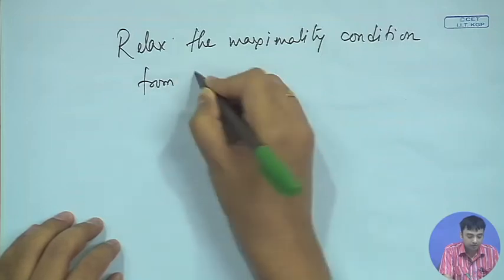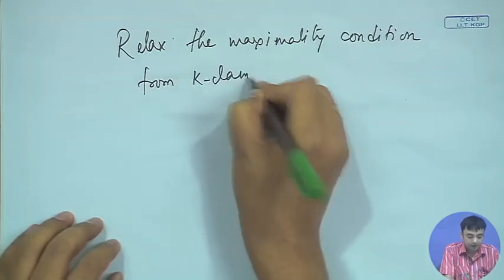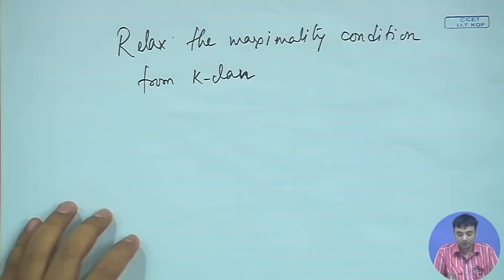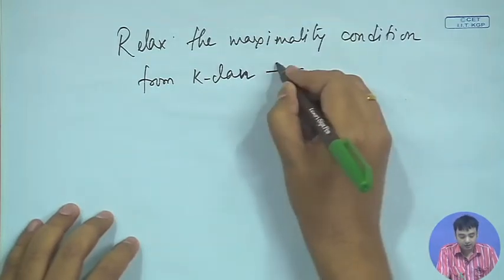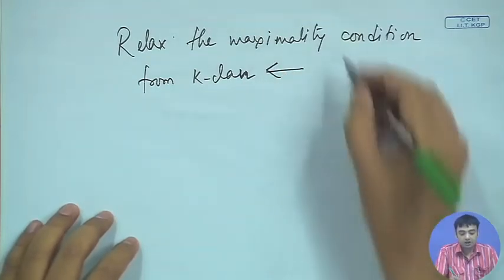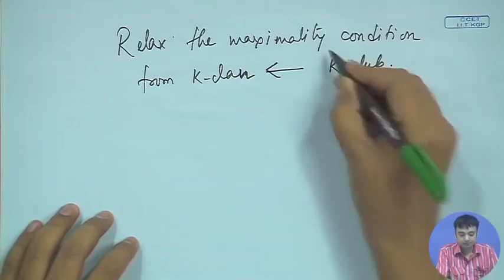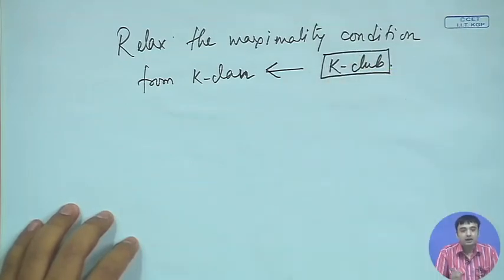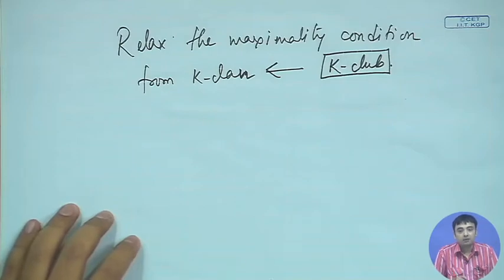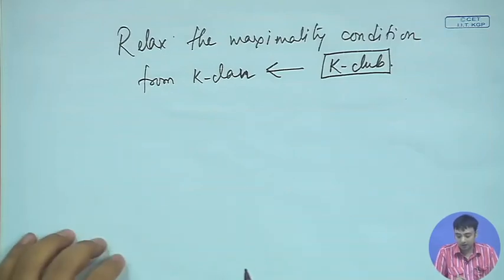From K clan, if you relax the maximality condition from the K clan, what we arrive at is a K club. This is another form of cohesive substructure.